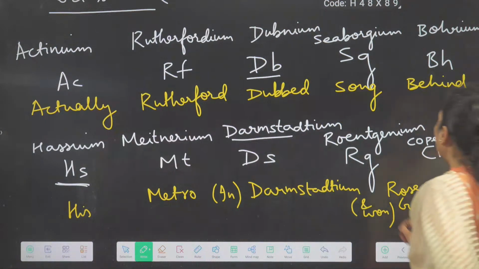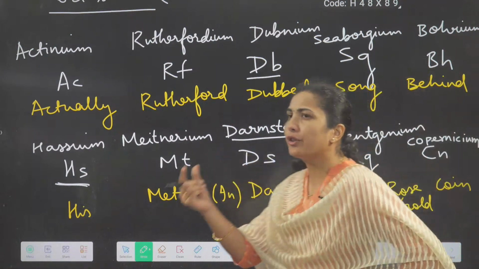And here from rose gold, you can write down with a RG. You know? That's why we have written rose gold.